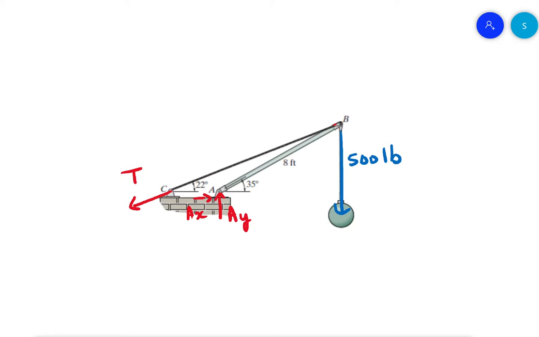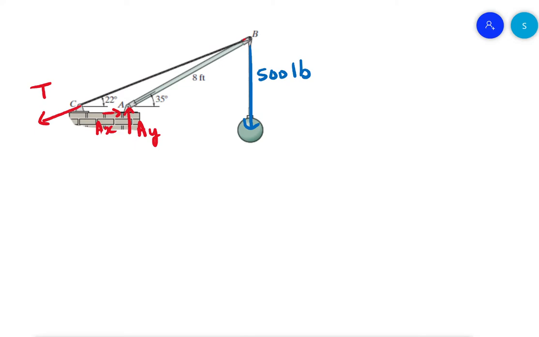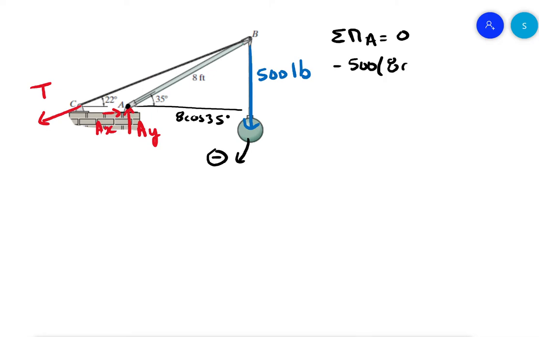So which equation can we use to find T first? What looks the most logical is to do the moment about A. So sum of the moments about A equals 0. What do we have if we do the moment about A? We have this distance that is 8 cosine 35, and this 500 is going in the negative direction. So minus 500 times 8 cosine 35.